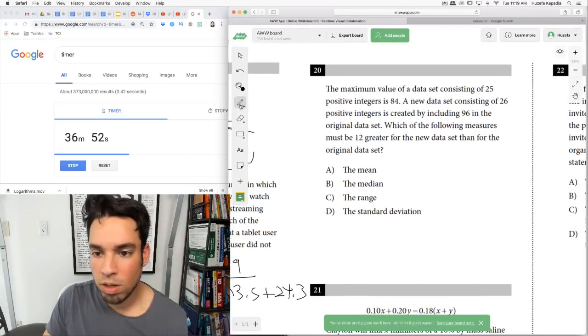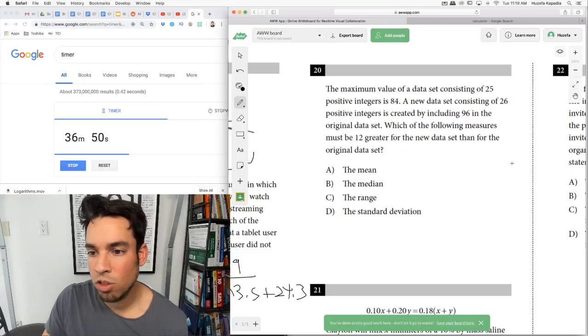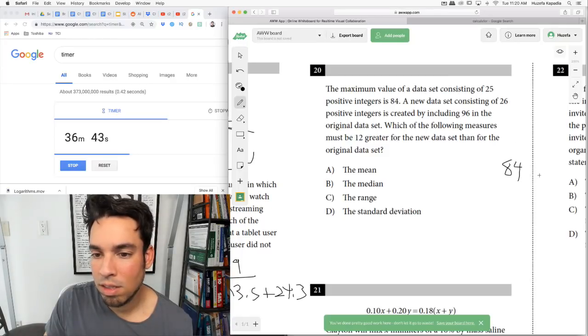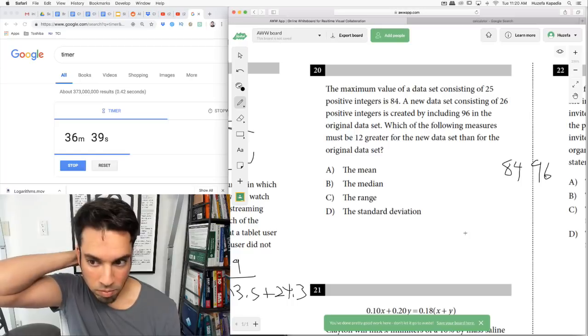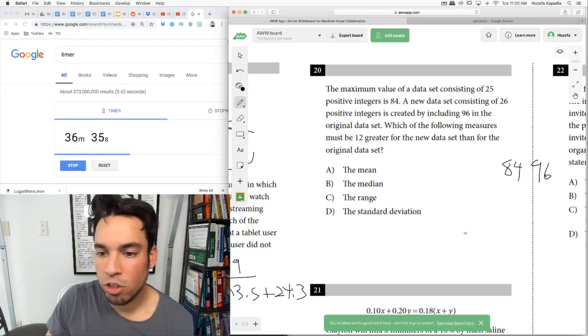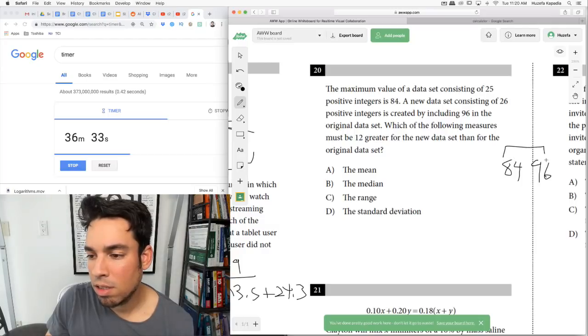set consisting of 25 positive integers is 84. A new data set consisting of 26 integers is created by including 96 in the original data set. So now the highest value is 96. Which of the following measures must be 12 greater? It's the range, because obviously the biggest value has gone up by 12.